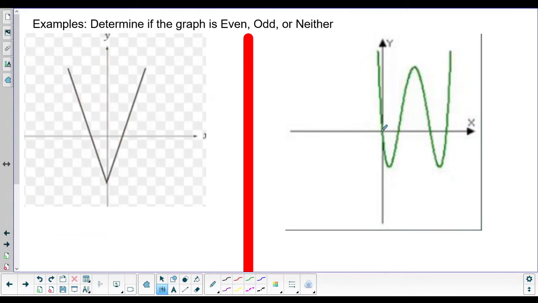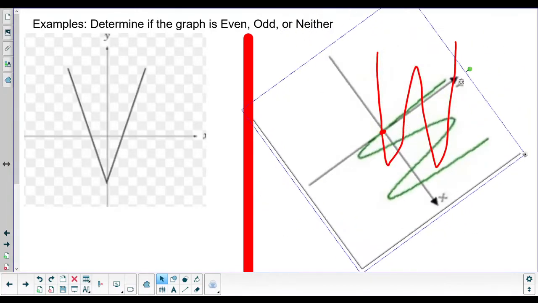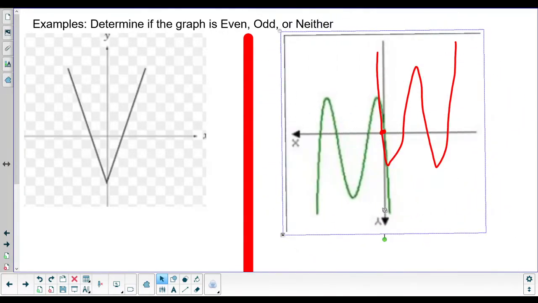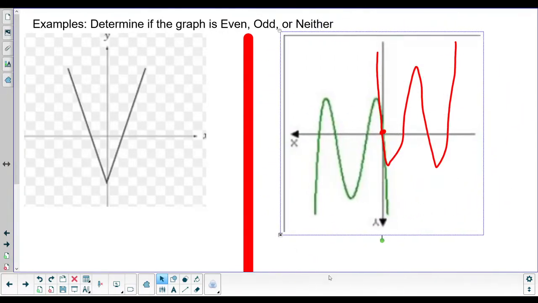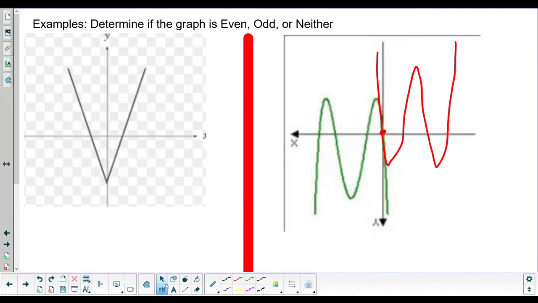Let's check odd. It does go through the origin, but let's flip it upside down. Maybe let's trace it a little more carefully than I did the first time. All right, close enough. If I flip this thing upside down, wow, that doesn't match up at all, right? This should be underneath this. It should look exactly the same. So it's not odd either. So this one would be neither.